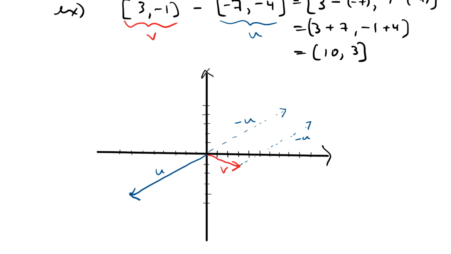So actually, maybe so that we can see things better, let's put it like that, minus u. So v minus u will give me another vector, which is this vector right there. That's v minus u, and that's the vector [10, 3]. Indeed, you can check that this point here has coordinates.